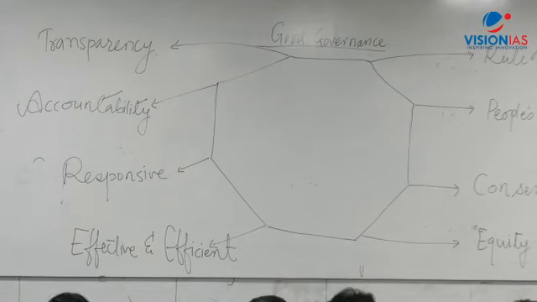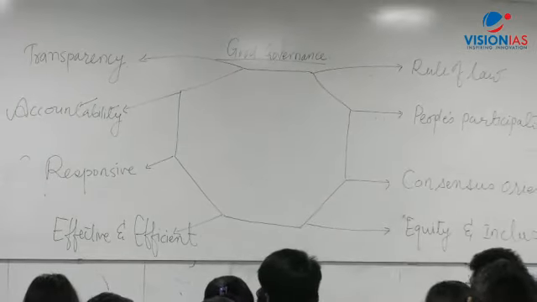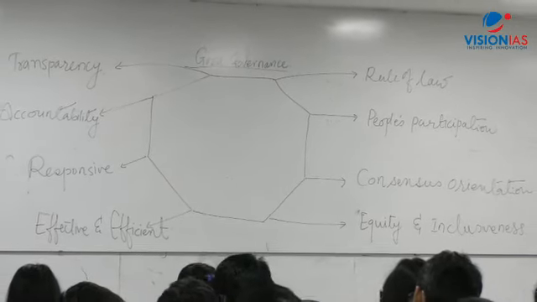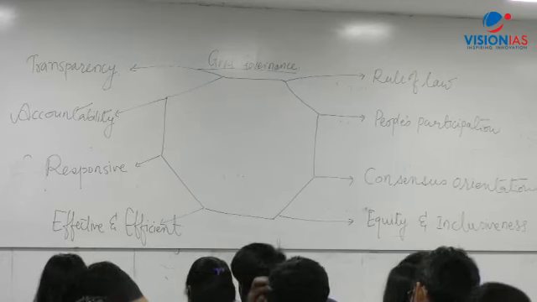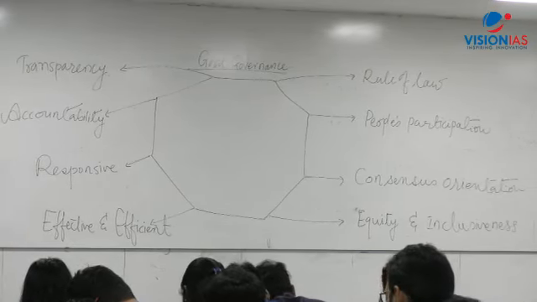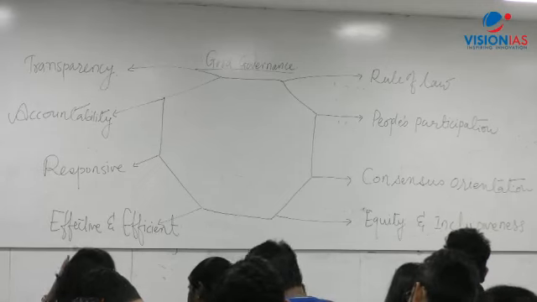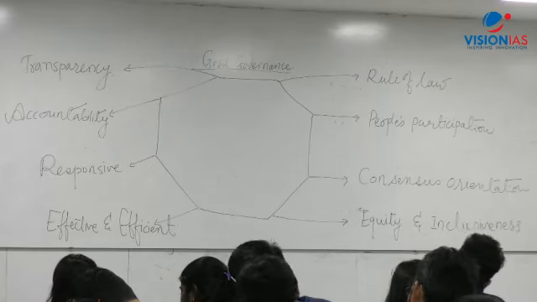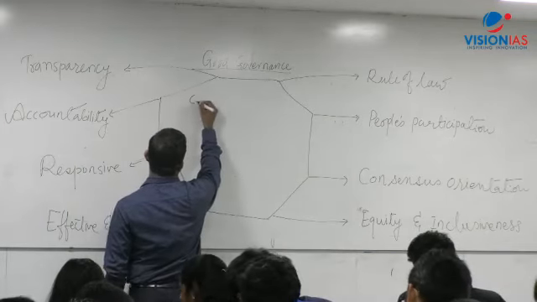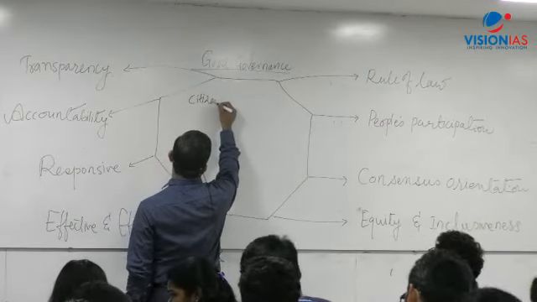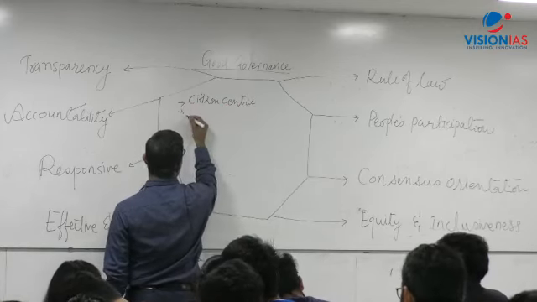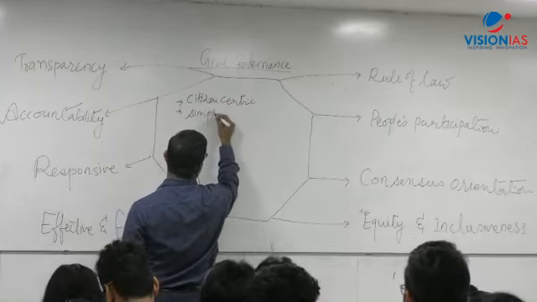Rule of law, people's participation, consensus orientation, equity and inclusiveness, transparency, accountability, responsive, effective and efficient. So this is citizen-centric governance. Is it citizen-centric or people-centric? Is simple and moral.